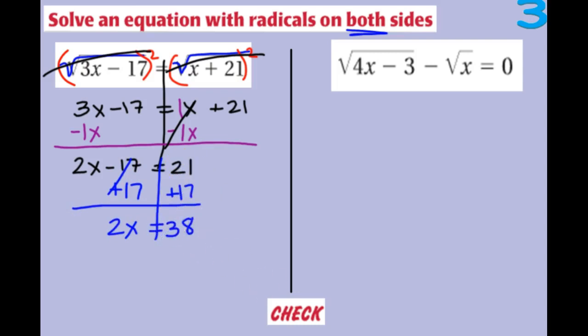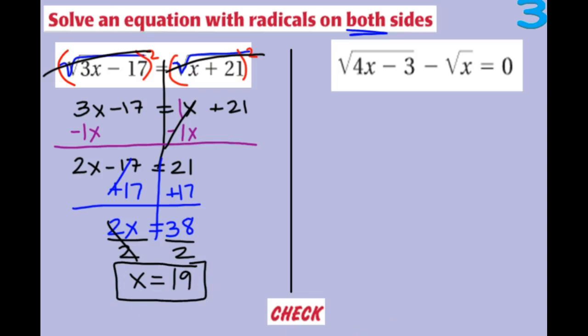And there's 38. And then last, divide by 2. We get x equal to, well, half of 30 is 15, and half of 8 is 4, so 15 plus 4 is 19.